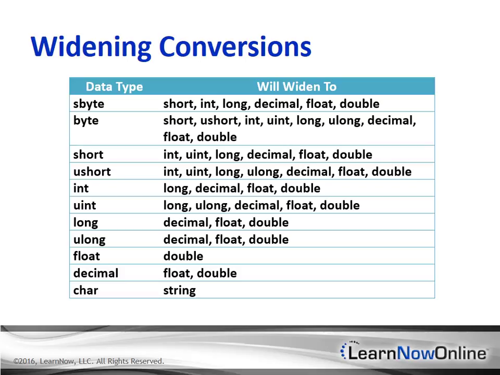All right, so interesting ones are that integers will convert okay to longs, decimals, floats, and doubles. And decimals will widen to float and double. And there's various others. Oh, and chars will widen to a string. Because again, the important point here is that there's no loss of data in these types of conversions.